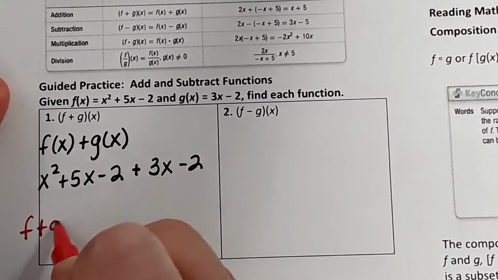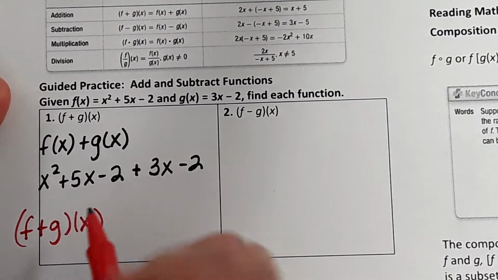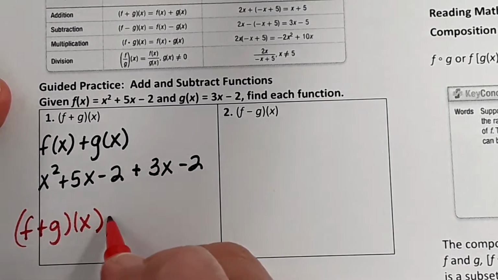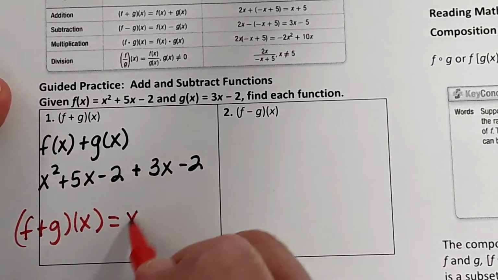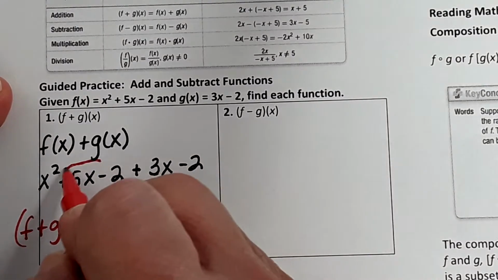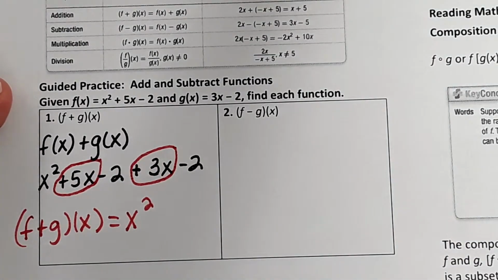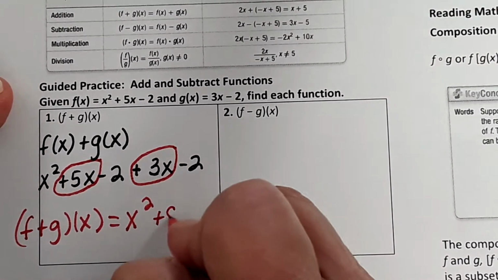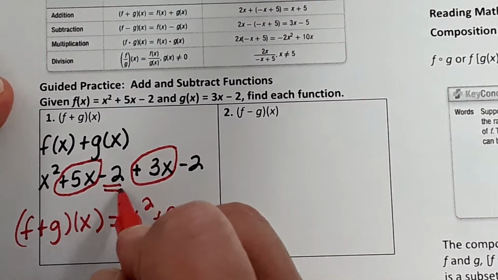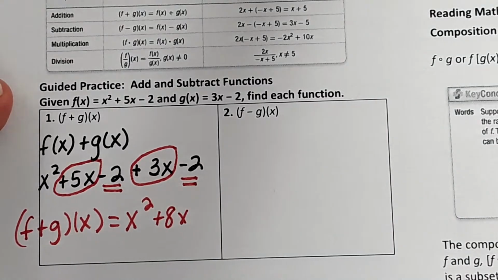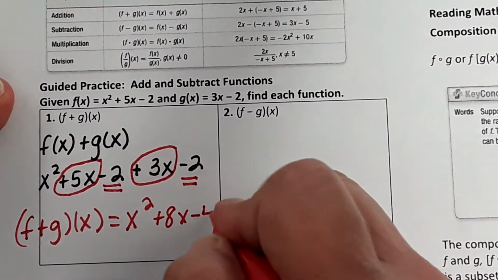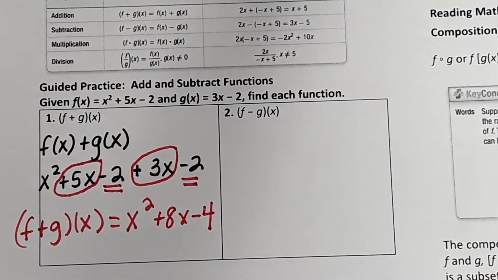So f plus g of x is x squared, which doesn't have anything to combine with, so we just leave x squared. 5x and 3x is what? 8x. And then we have -2 and -2, which is -4. And that's our answer. So when you see f plus g of x, that's what it means: you can just literally combine them.